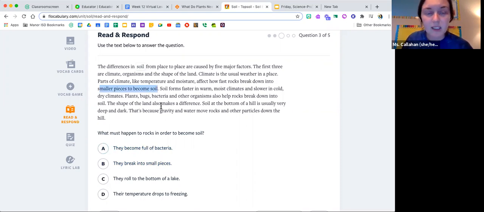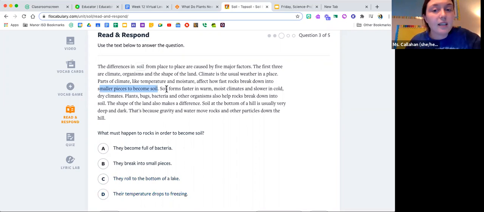So that would be a correct answer choice, but let's make sure that is the correct one before we select it. C says they roll to the bottom of the lake. Wait, for rocks to become soil, you're telling me that they just have to roll to the bottom of the lake? That makes no sense, right? Just because something goes to the bottom of a lake doesn't make it something new. If you dropped your keys into the lake, it wouldn't just become something different. They're still keys.